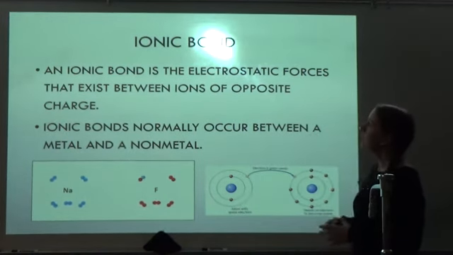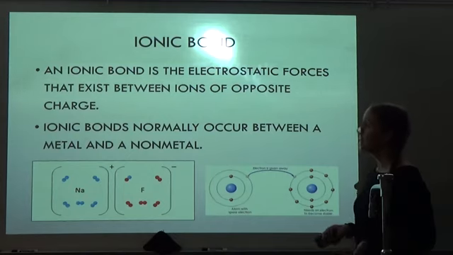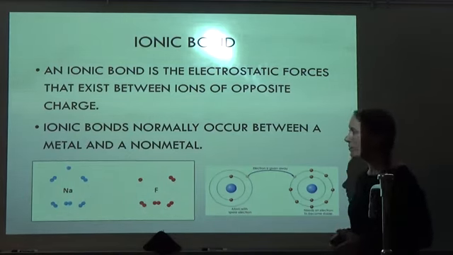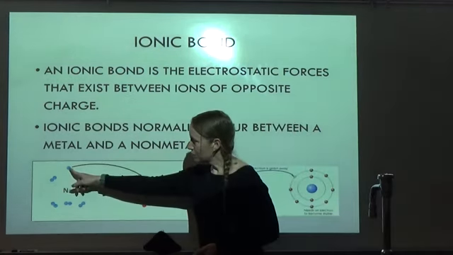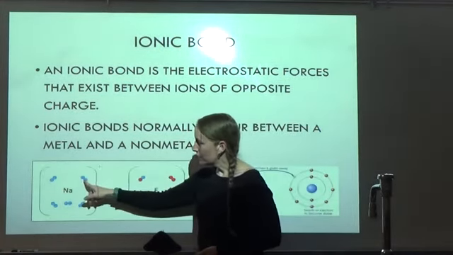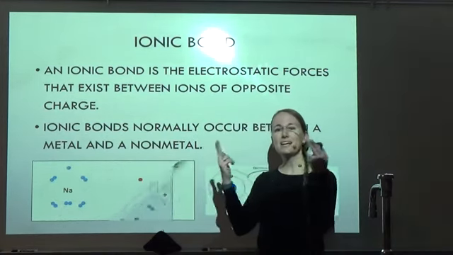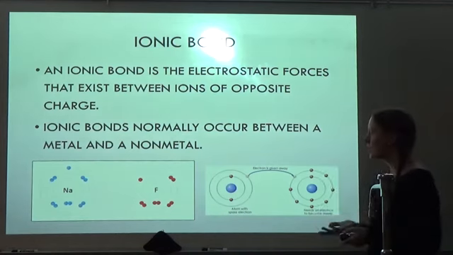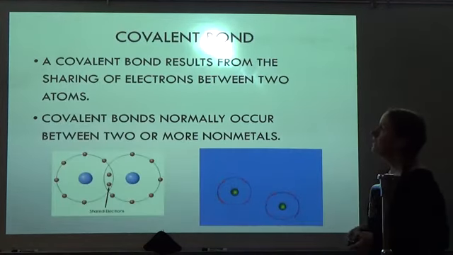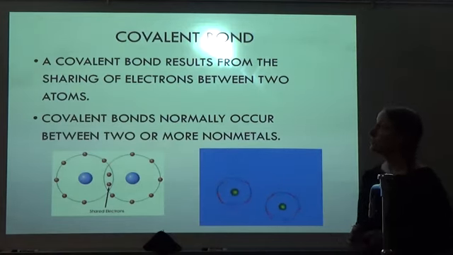Ionic bonds are the electrostatic forces that exist between ions of opposite charge. Ionic bonds normally occur between a metal and a nonmetal. So literally what happens is one gives its electron to another, the one that loses the electron becomes positive, the one that gains the electron becomes negative, and that's when they are attracted to each other and form the ionic bond.